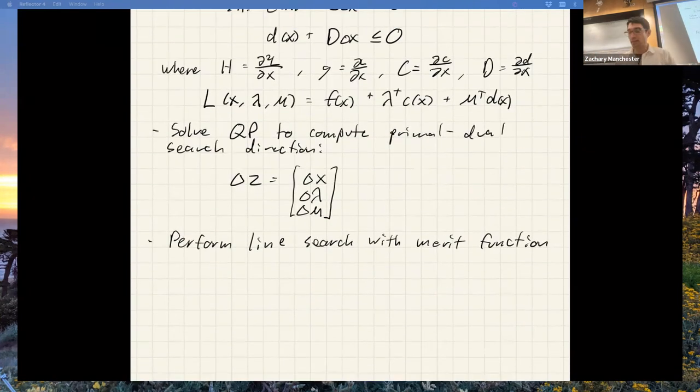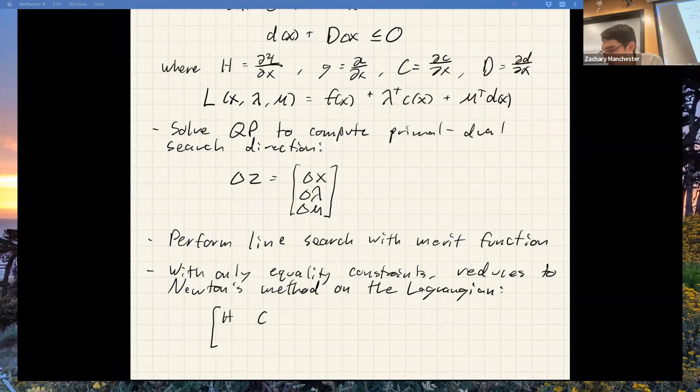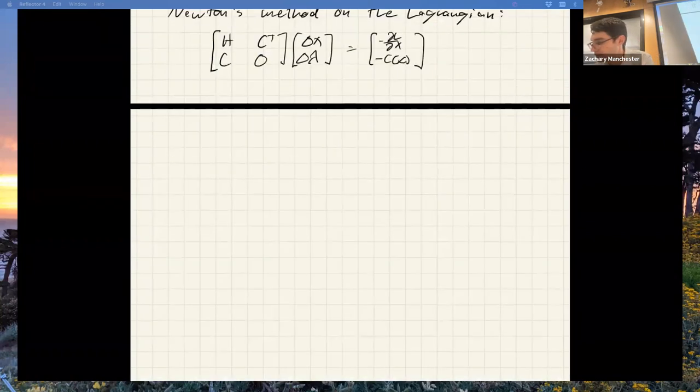So specifically, if I were to get rid of the inequalities and I only had equality constraints, this would reduce to the standard stuff we did before, where you'd get your KKT system and you'd have this stuff. Cool. And this is our KKT thing.